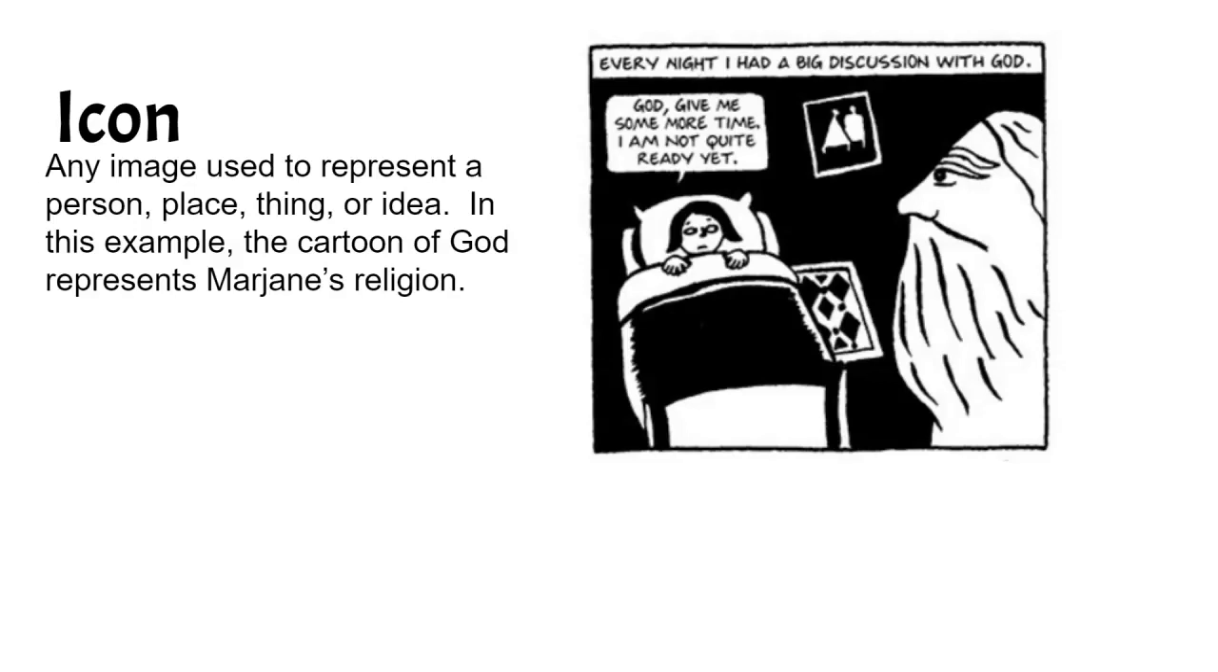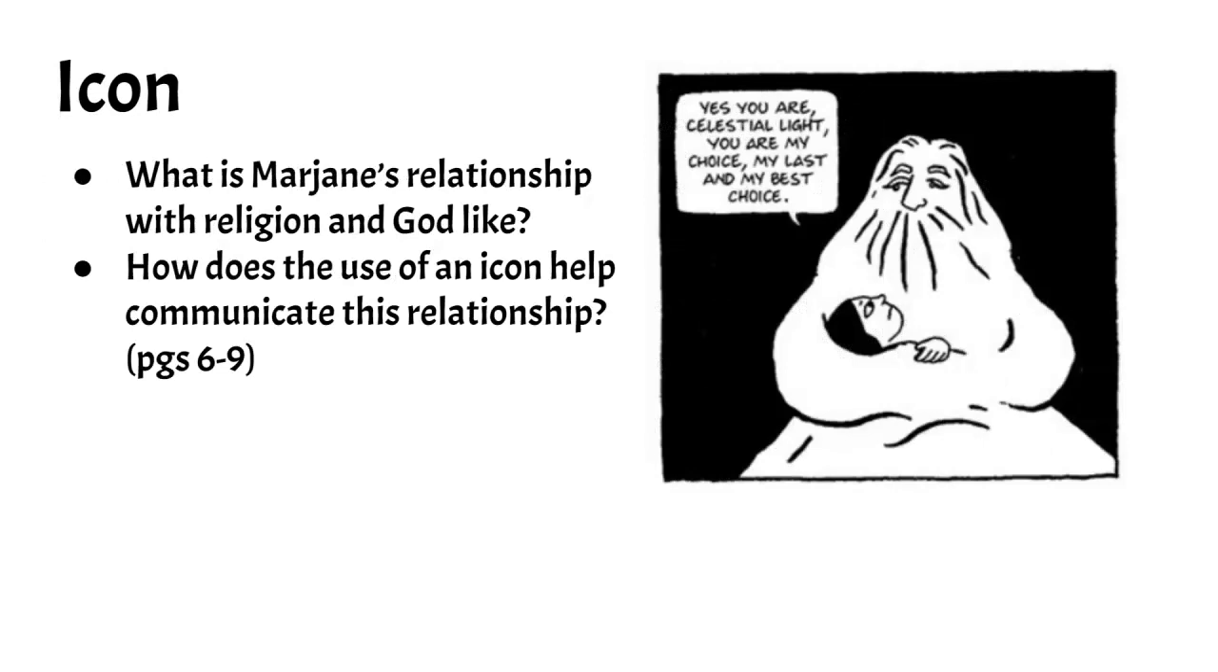Icon. So an icon's an image used to represent something else, sort of like a symbol. In this case, we have a cartoon image that's God. And Marjan starts talking to God and sharing some of her feelings and some of her thoughts. And we start to see what her relationship with religion and God is like. How she feels. She feels like she's supposed to be a prophet. She feels like God has something special for her. And so in the book, she uses this icon, this kind of picture of God, to show that relationship.